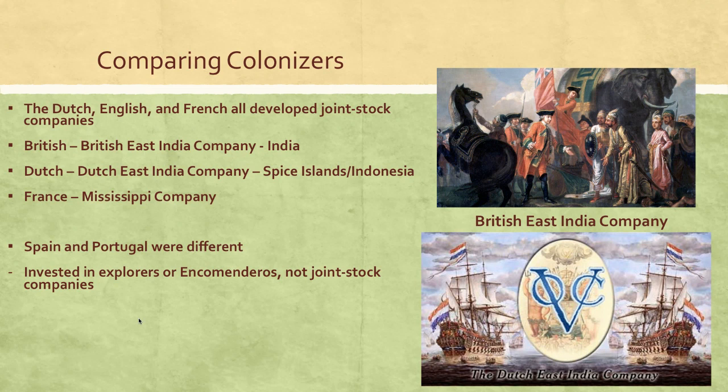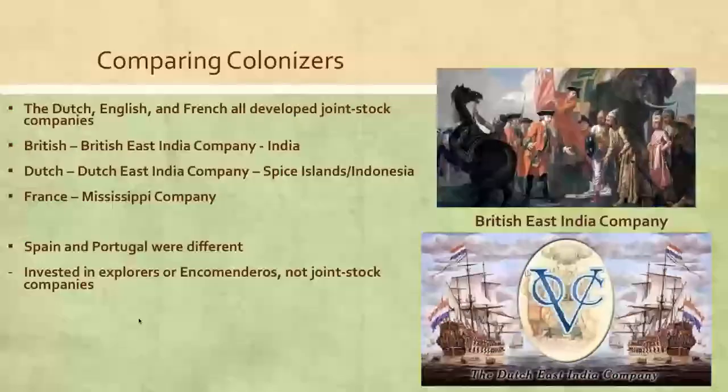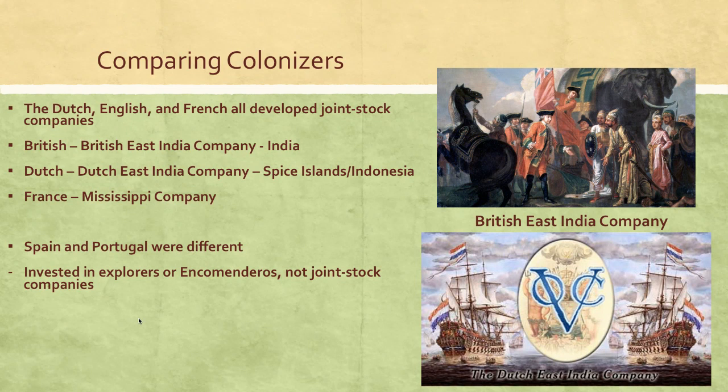Speaking of comparing, let's talk about how each of these five colonizing countries made their wealth in this time period. The Dutch, the English, and the French are all investing in joint stock companies, and you can look at the examples I just gave: the British East India Company, the Dutch East India Company, or the Mississippi Company.